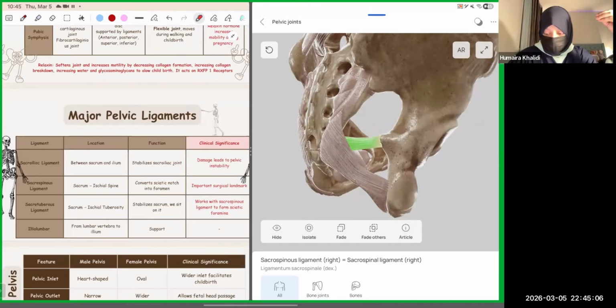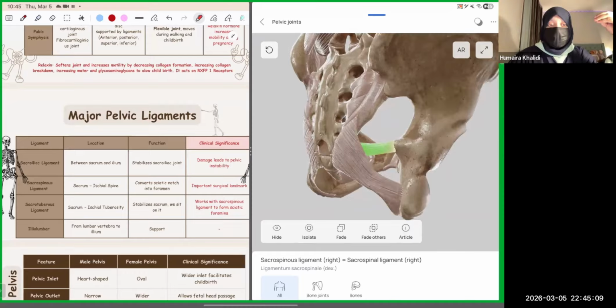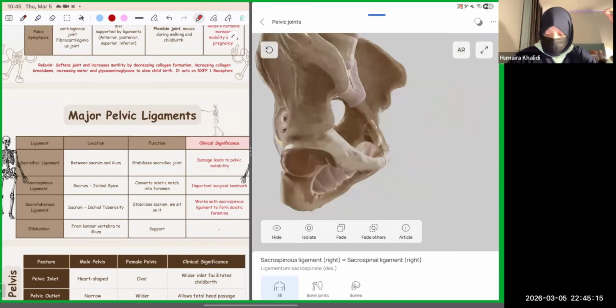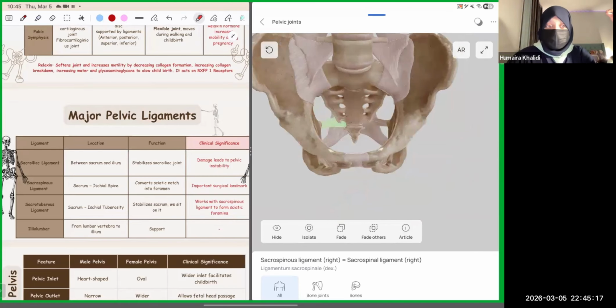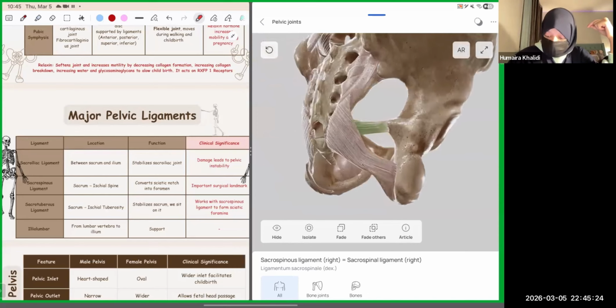Where is the sacrospinous ligament coming from? The reason it's called the sacrospinous is because it attaches from the ischial spine to the sacrum. That's why it's called the sacrospinous ligament. Then you have the sacrotuberous ligament. Now what is the sacrotuberous?